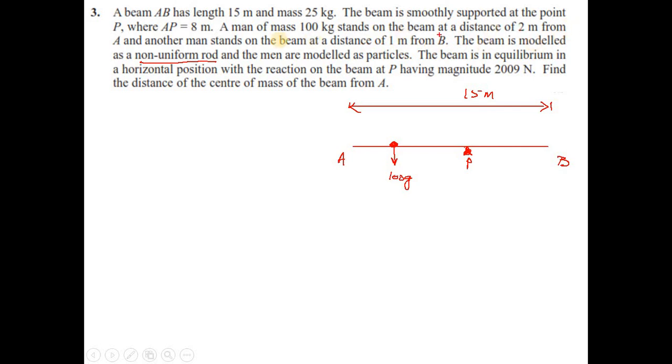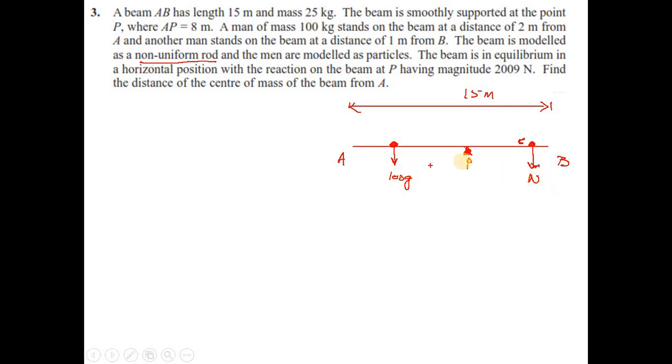And another man is standing 1 meter from B at the other side. So this is B, 1 meter from here. This is another man of mass M. I don't know the mass, so let's see. This is the point where another man stands. So let's call this point C. The second man is standing at point C. The weight of the man, mass is not given. Let's suppose it is W.